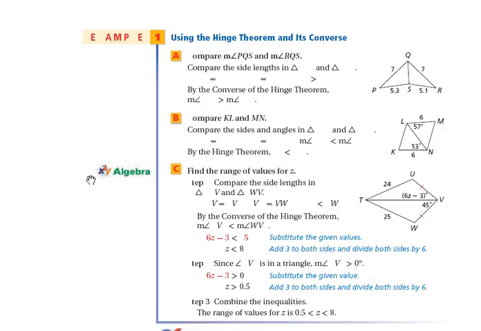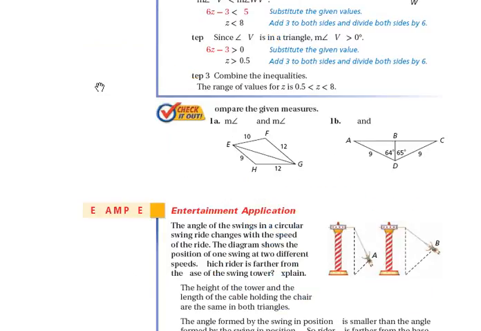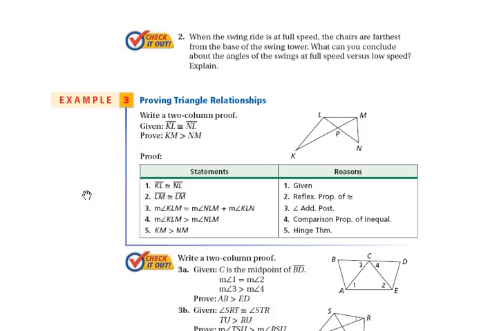And then we have some examples where we're using some algebra. We're using the hinge theorem, and we're making some comparisons between a couple of different triangles here again, and we're trying to solve for some of the variables as you go through. Be sure to take a look at those examples. There are some application problems here as well. So again, just be sure to take a look at that.